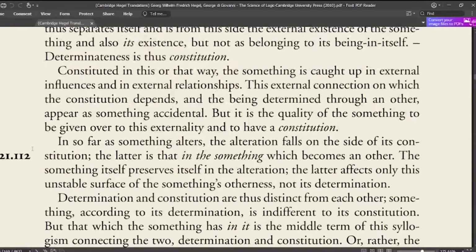Constituted in this or that way, thus something is caught up in external influences and in external relationships. This external connection, in which the constitution depends and the being determined through another, appears as something accidental, but it is the quality of something to be given over to its externality and to have a constitution. Insofar as something alters, the alteration falls on the side of its constitution. The latter is that in the something which becomes an other. The something itself preserves itself in the alteration. The latter affects only this unstable surface of the something's otherness, not its determination.